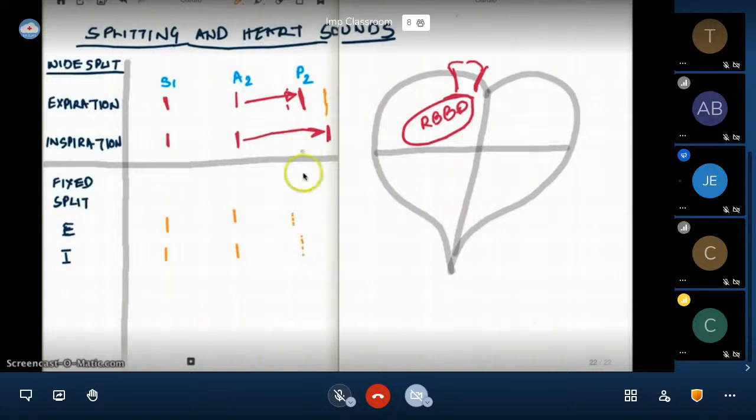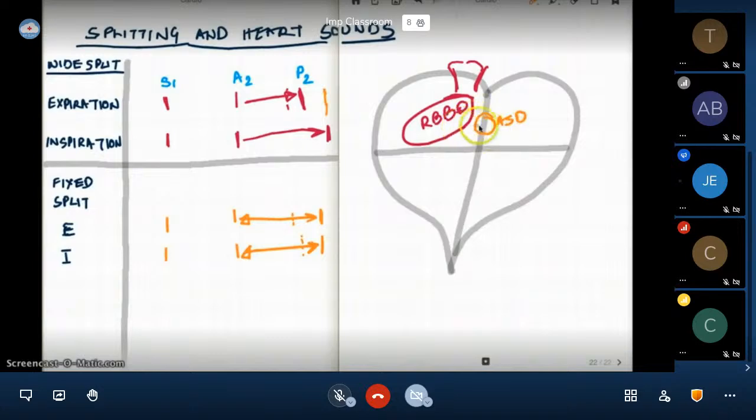Let's say that's the normal of inspiration and expiration, but instead we are having it like so. See, the distance between the A2 and the P2 is the same in inspiration and in expiration. So this kind of state is the fixed split. So when do we see fixed split? We see fixed split when we are talking about ASD.